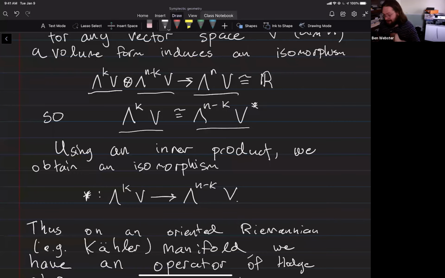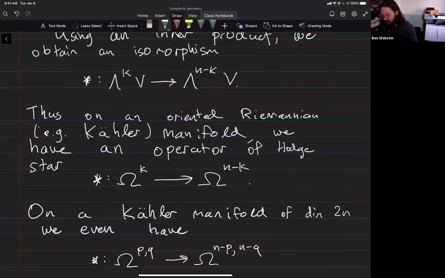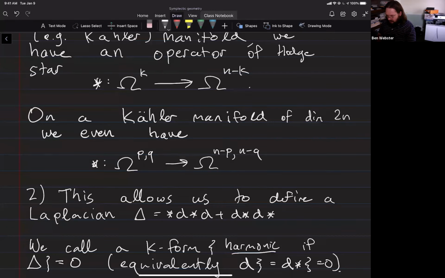Either you already know about Hodge star, or it wouldn't really mean anything to you. So in an oriented Riemannian manifold, in particular on a Kähler one, you get this star operator that relates k forms to n minus k forms. And on a Kähler manifold, that behaves well with respect to this decomposition into PQ forms.